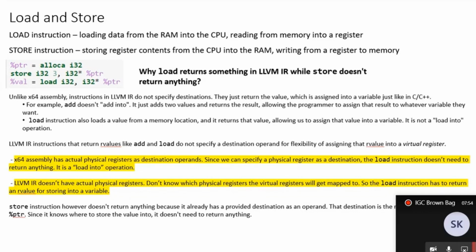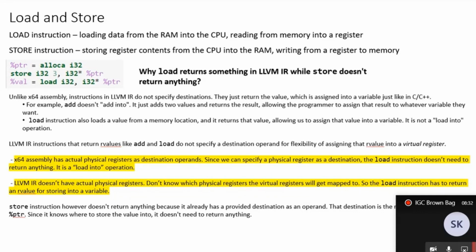Like, we don't know which register it will get assigned to finally, because register allocation is performed by the back end. The LLVM intermediate representation doesn't even know which physical registers the virtual registers will get mapped to. Hence, it allows the programmer to freely assign R values into virtual registers. And because there is an infinite number of them, they are treated similar to variables in C or C++, allowing us to use a flexible assignment operator syntax for assigning them, as we see in the load instruction.